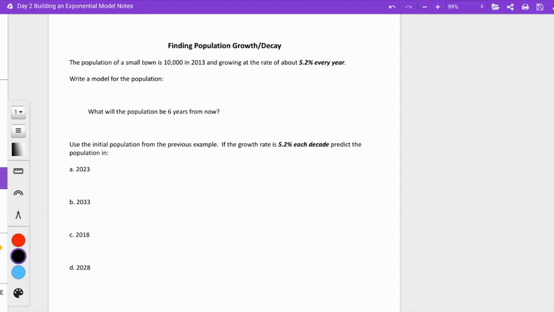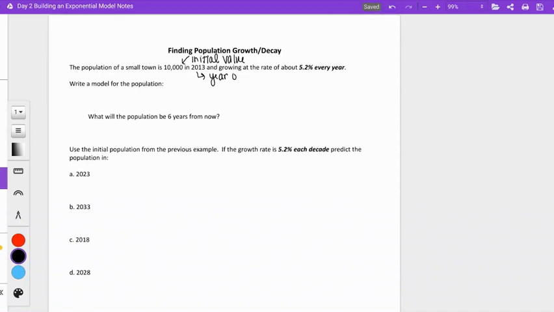So it says a population of a small town is 10,000 in 2013. So this is our initial value. And to be honest with you, if it's saying that we have 10,000 people in 2013, we have to view 2013 as year 0. We just have to assume that this is where we're starting, right? And it says that it grows at a rate of 5.2%, so it's really growing at a multiplier of 1.052.